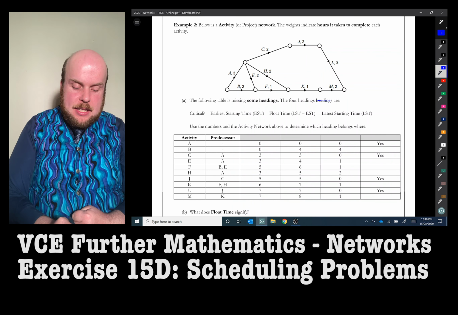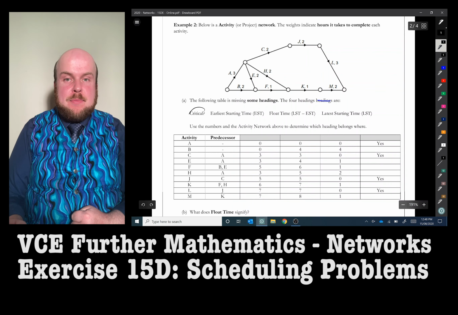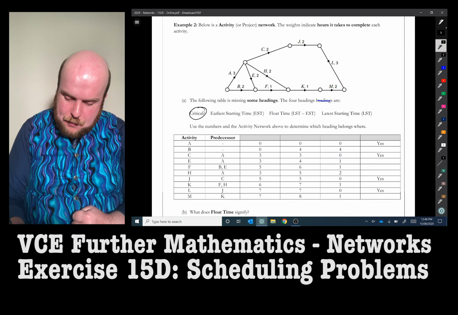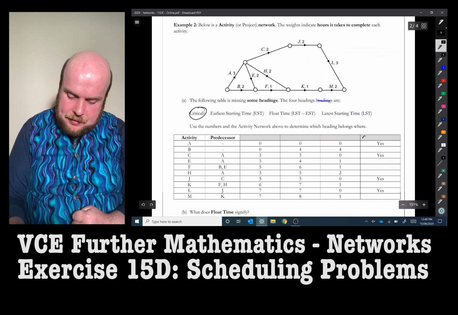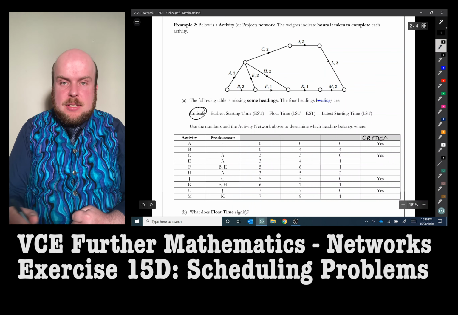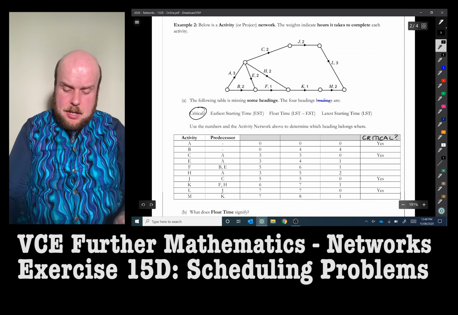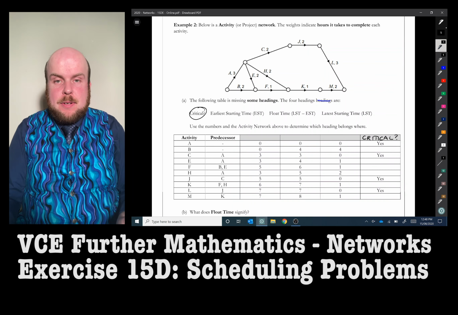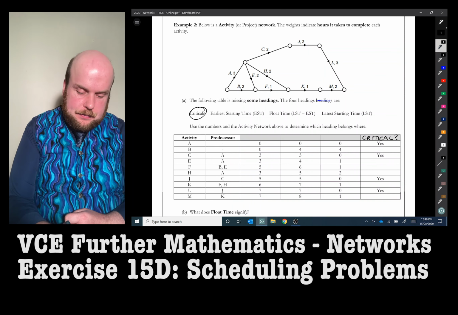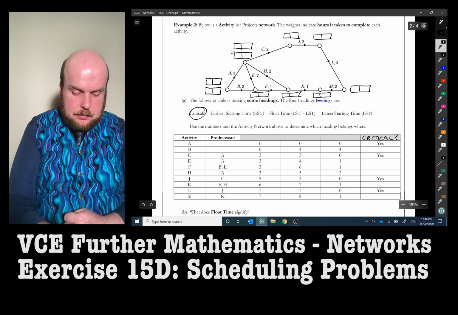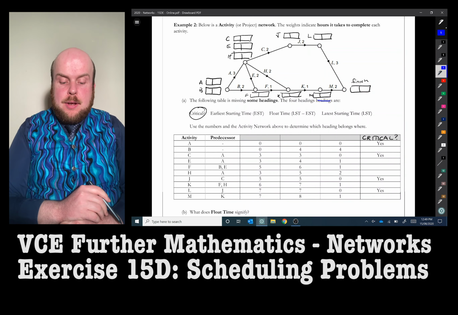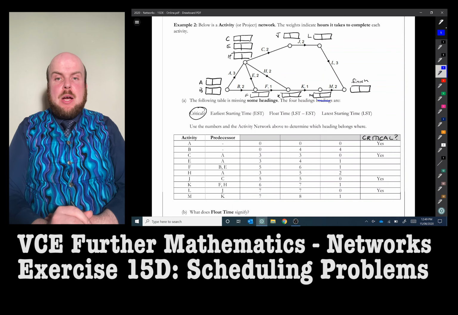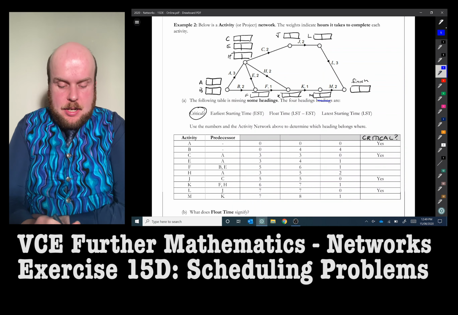Given that that's a question and we've got some ones that say yes, I'm pretty sure that's going to be critical. So it's just these other numbers. What I'm going to do is have a look at and draw up some boxes to indicate where the earliest starting times are. So we're going to start by identifying the earliest starting times.